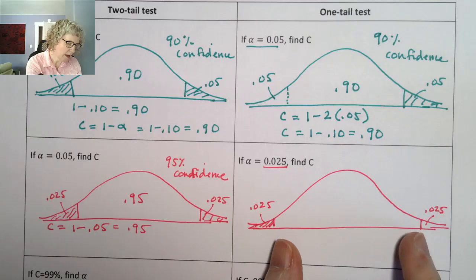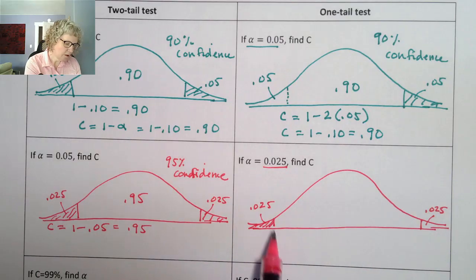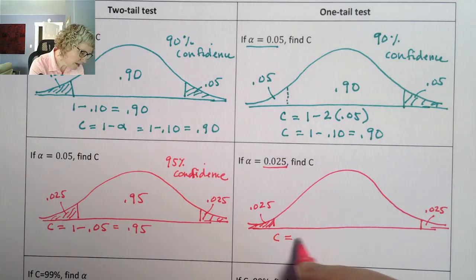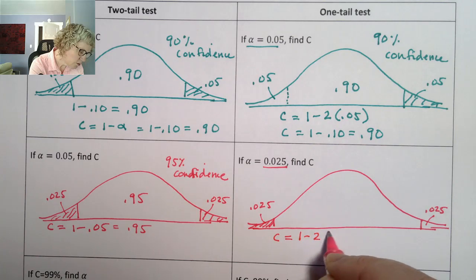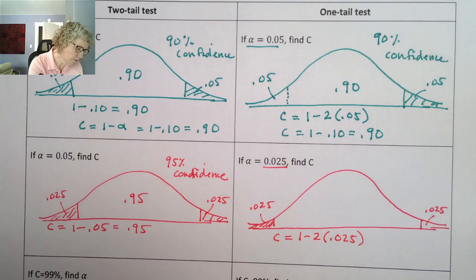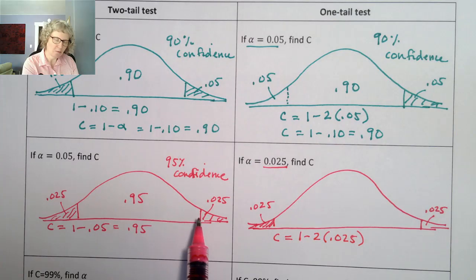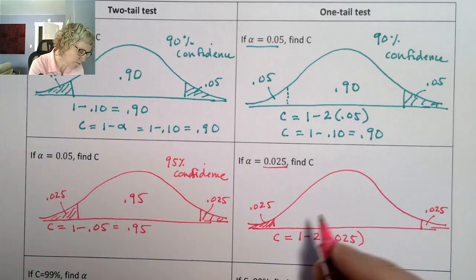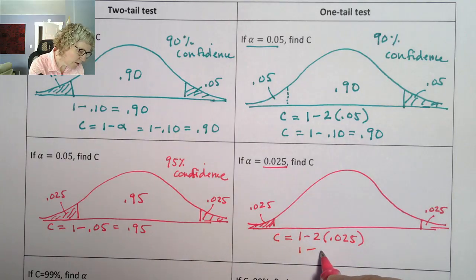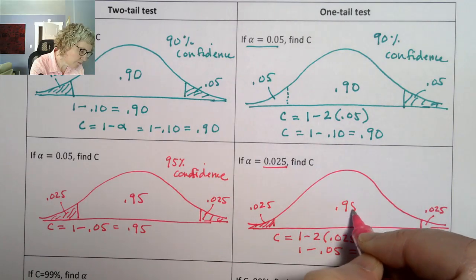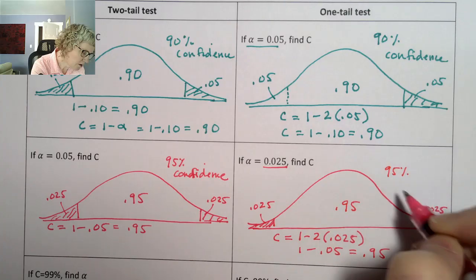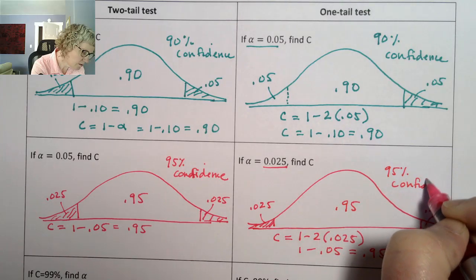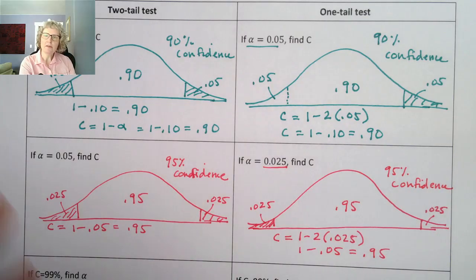Okay, so we want it to match up with this alpha over here, so it has to match up over there as well. So our confidence level C would be 1 minus 2 times 0.025, and you can see from over here, when we divided 0.05 in half, we got 0.025. So this will be 1 minus 0.05, which is 0.95. So this is 95% confidence. Okay, so see how that works?